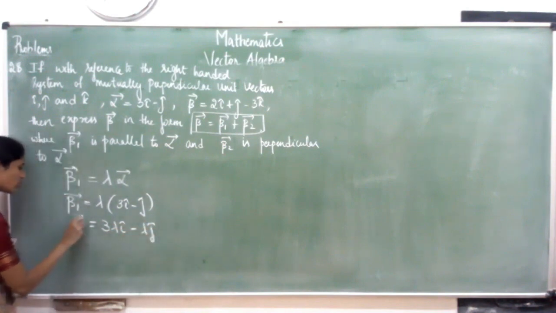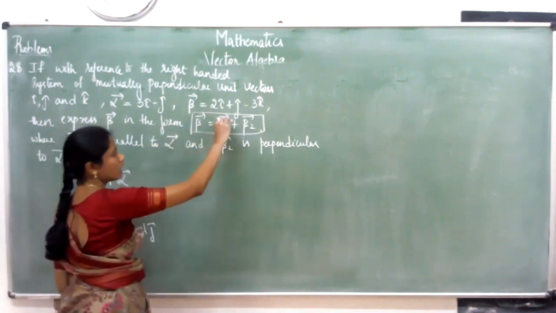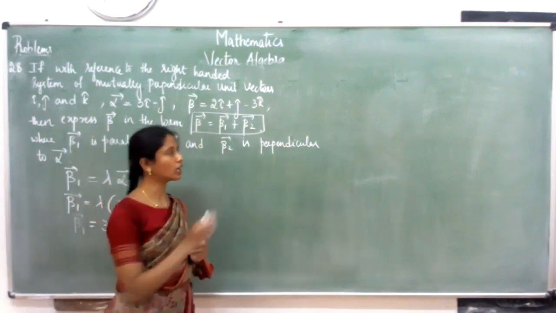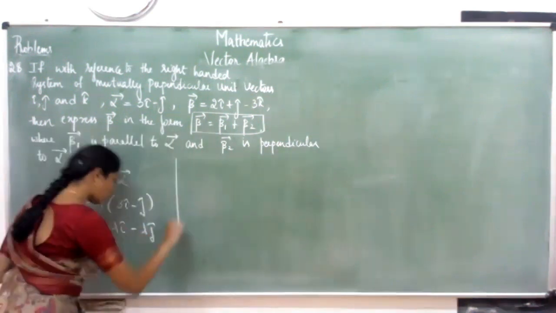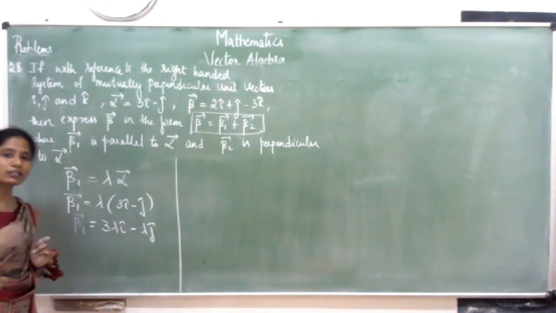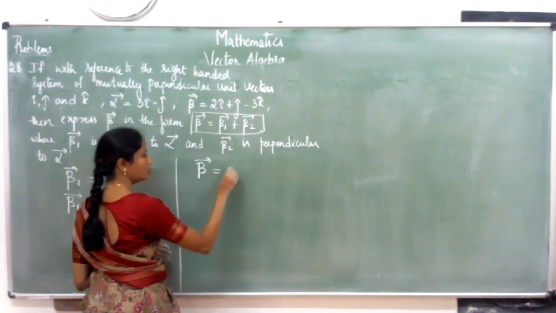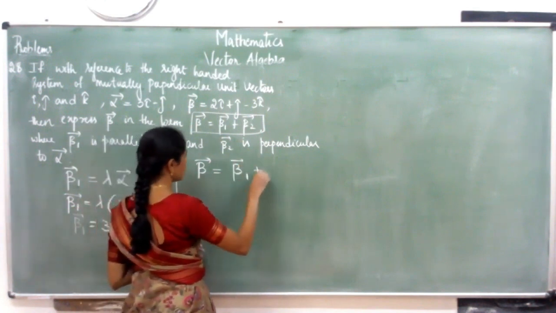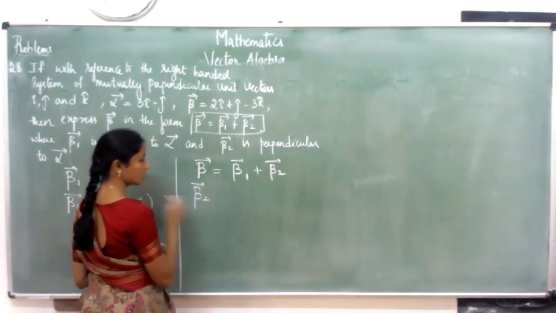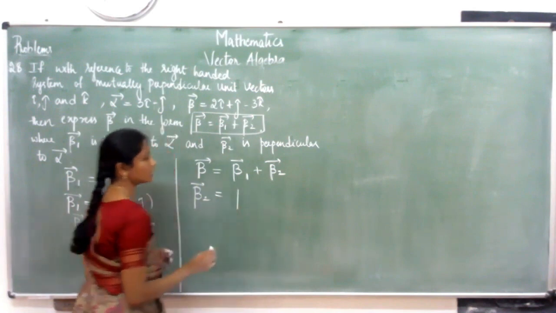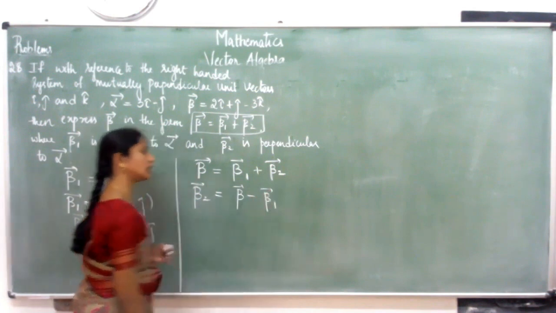So from this, I got what is actually beta 1. In order to express vector beta in the form of vector beta 1 and vector beta 2, we need to find what is vector beta 1 and what is vector beta 2. We found vector beta 1, so let us next find vector beta 2. From the data, vector beta is nothing but vector beta 1 plus vector beta 2. From this, vector beta 2 is nothing but vector beta minus vector beta 1.